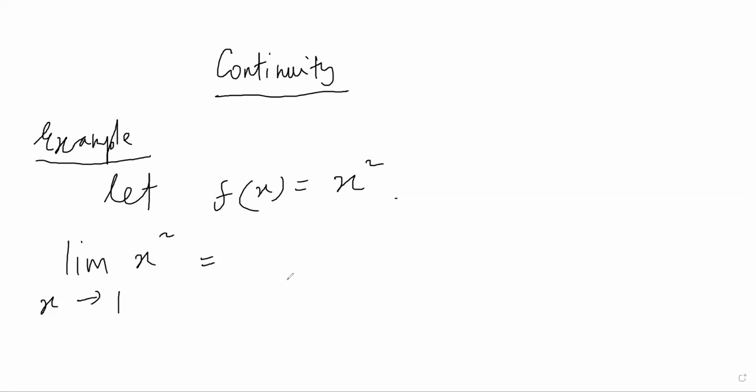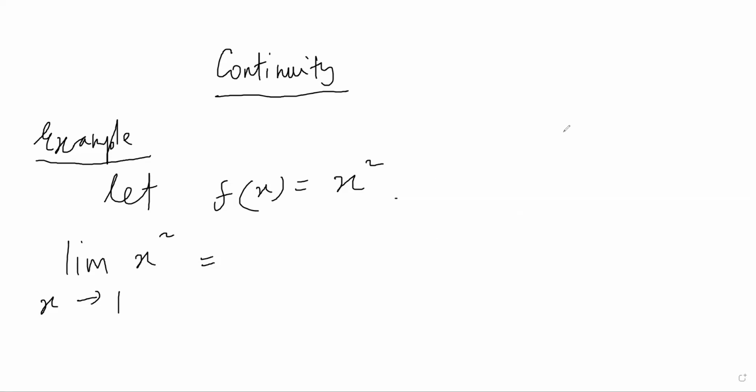Now, as we discussed in the previous lecture, to calculate this you may use a table if you want. But I want you to notice something. First, if you do use a table to calculate this limit, you'll find that you get the answer of 1. So the limit of x squared when x approaches 1 is equal to 1.